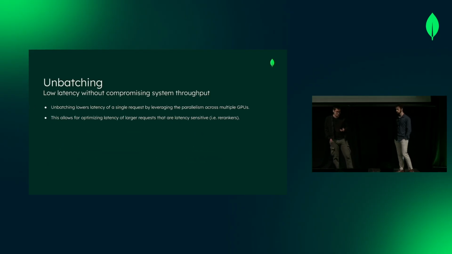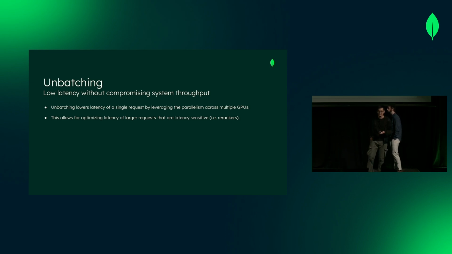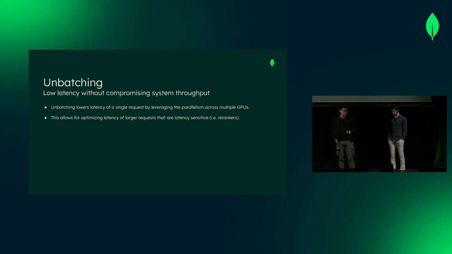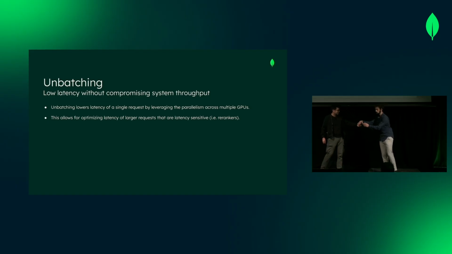Cool, so just to recap, unbatching is a technique that we selectively apply throughout our platform on latency-sensitive paths, for example, in the case of reranking. Another nice property is that we lower the latency observed by that request, but without compromising the overall system throughput, by just changing exactly where the flops get executed. So I'll hand it over to Andrew.